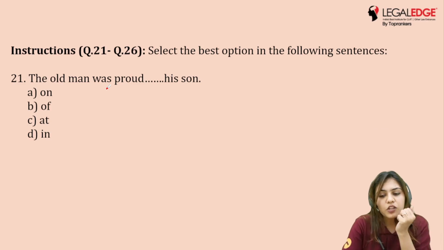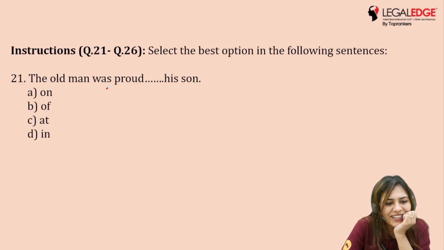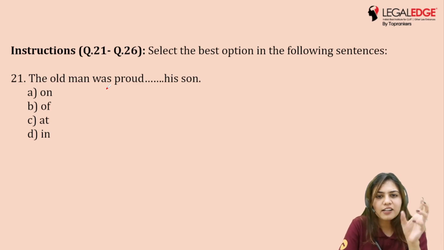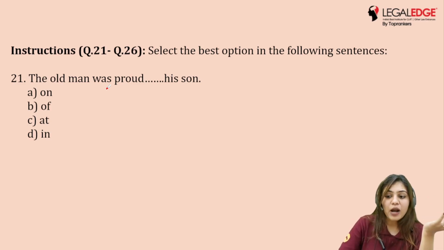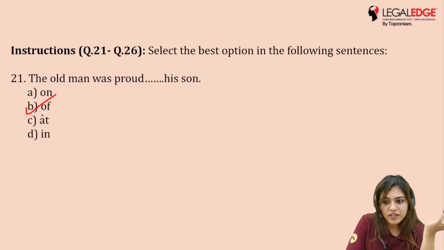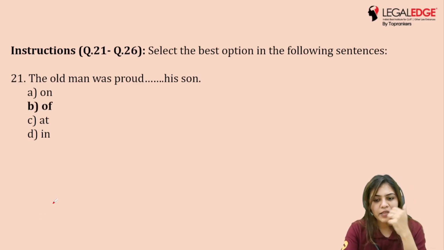ठीक है? The old man was proud on his son, at his son, in his son. Does not really make sense. There are certain words which will always carry a particular preposition, like proud. Proud of. We are always proud of someone, right? So B is the answer.